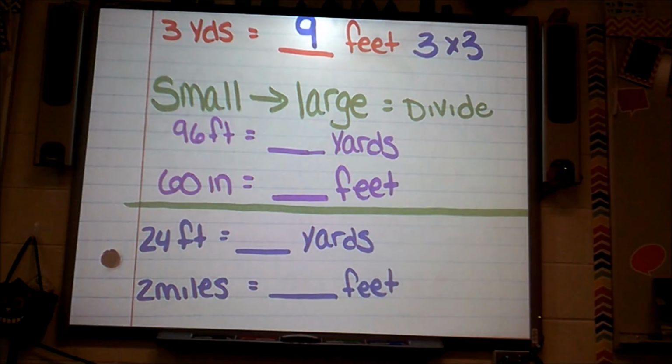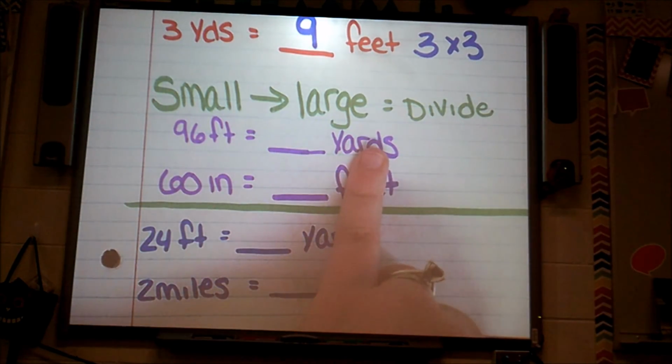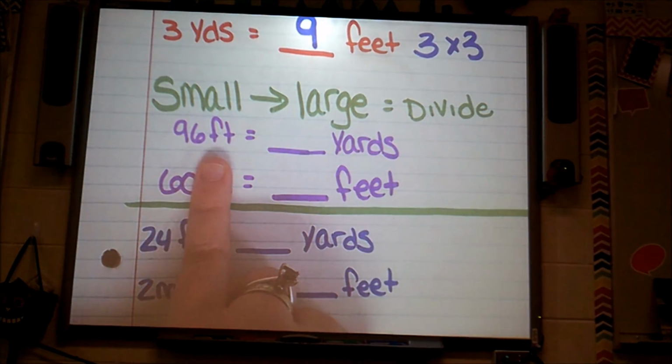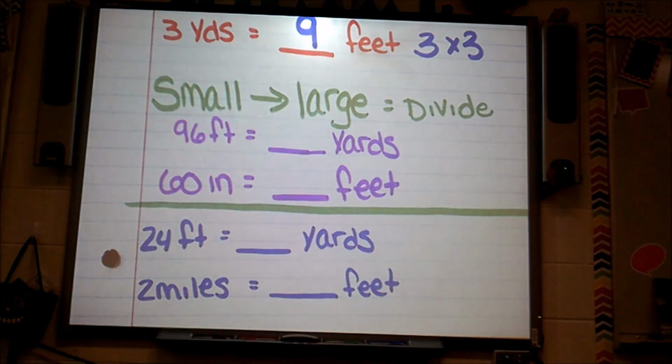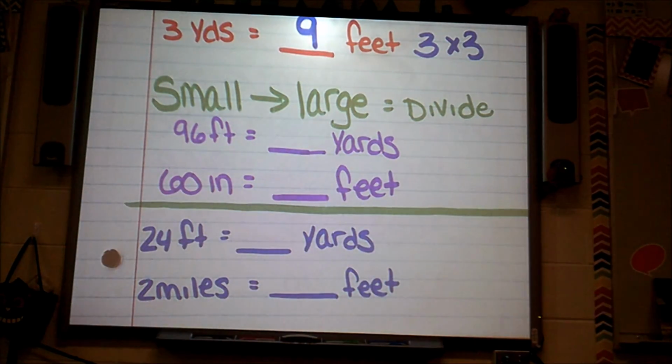Now let's do some practice going from small to large, divide. If it is something small, and I want to convert it into a larger unit, then I'm going to divide. For instance, 96 feet equals how many yards? Well, I know that feet are smaller than yards are. So I'm going to divide my 96 feet by how many feet are in a yard.